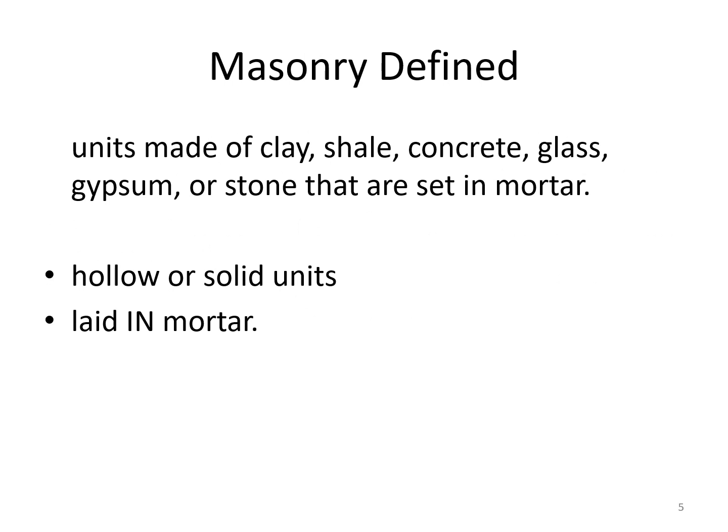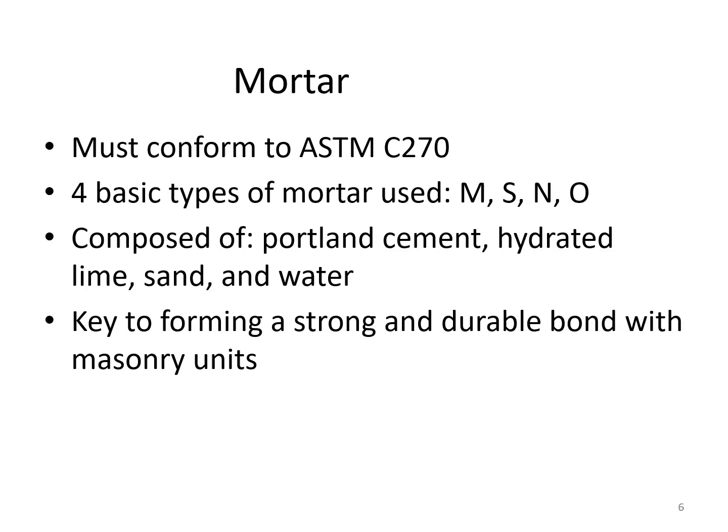So masonry defined: it's an assembly or combination of small building units made of clay, shale, concrete, glass, gypsum, or stone that are set in mortar. Masonry consists entirely or partially of hollow or solid units laid contiguously in mortar.